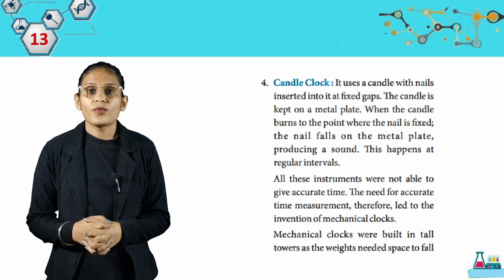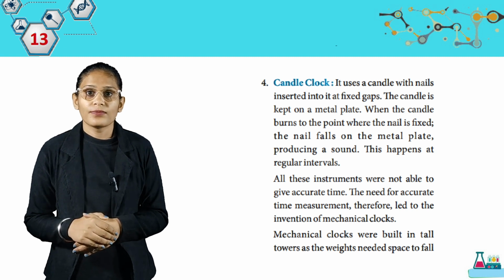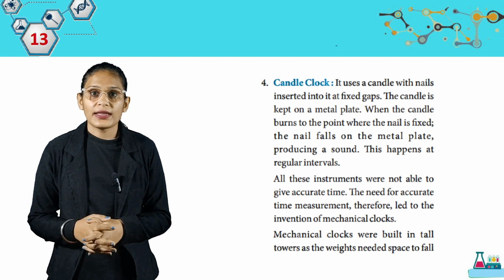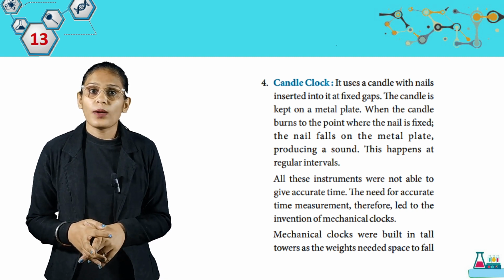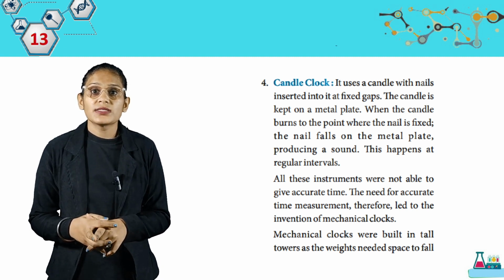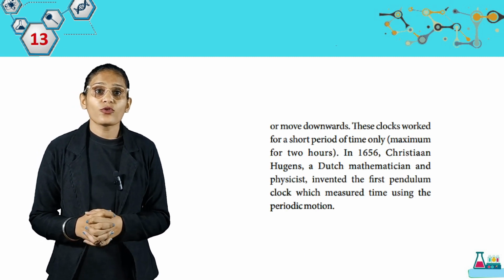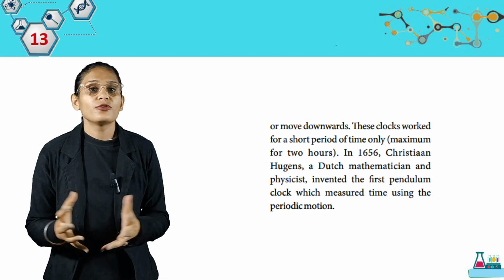All these instruments were not able to give accurate time. The need for accurate time measurement therefore led to the invention of mechanical clocks. Mechanical clocks were built in tall towers as the weights needed space to fall or move downwards. These clocks worked for a short period of time, only maximum for 2 hours.